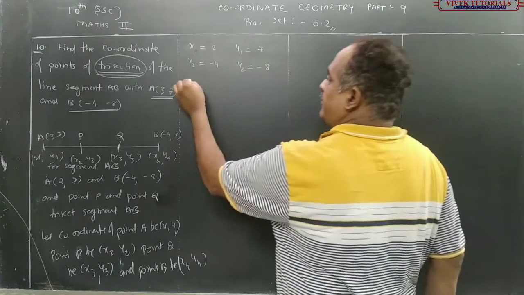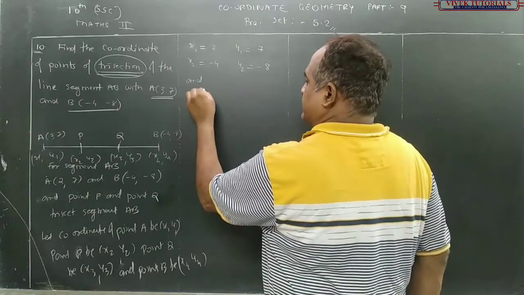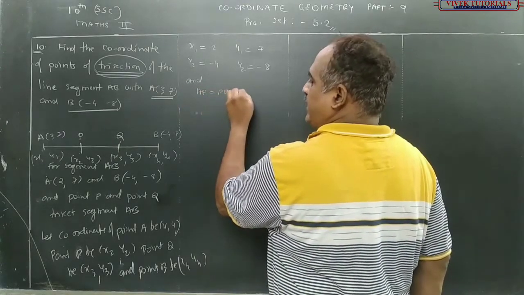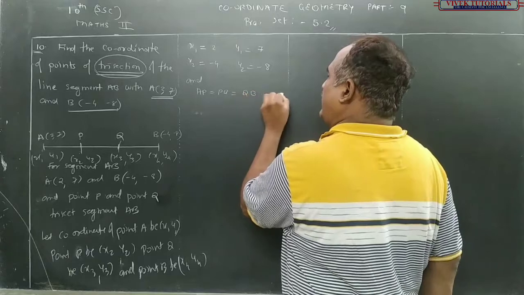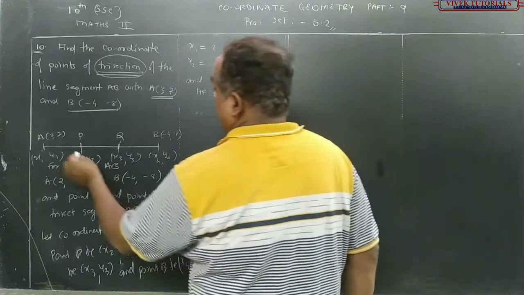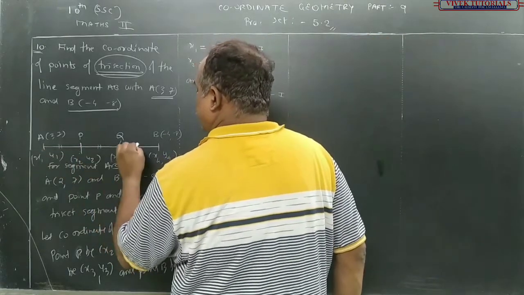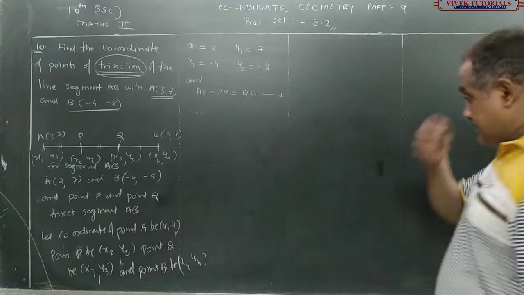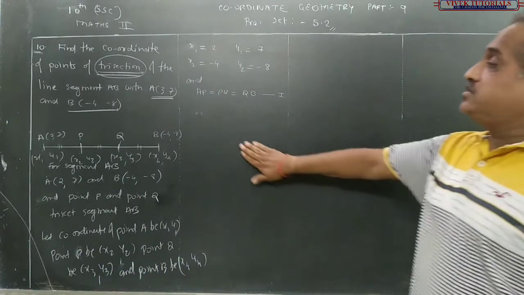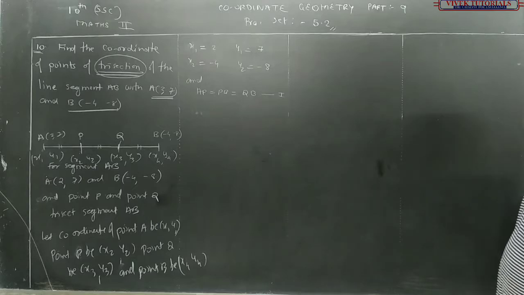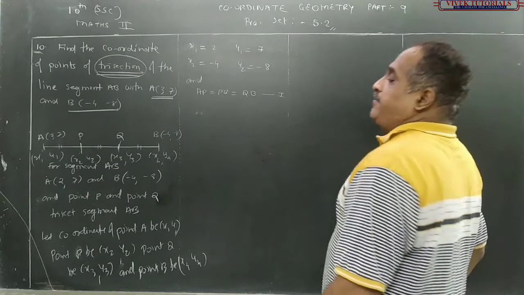And AP is equal to PQ is equal to QB, equation 1. Just see, ये तीनों पार्ट्स इक्वल रहेंगे, इसलिए AP is equal to PQ is equal to QB. Have you understood this now? Okay.